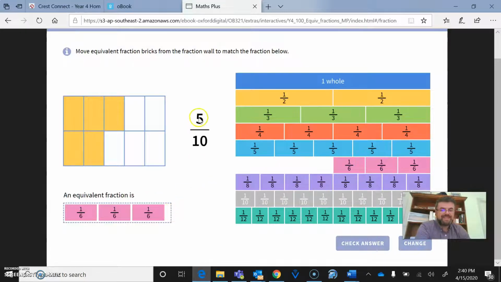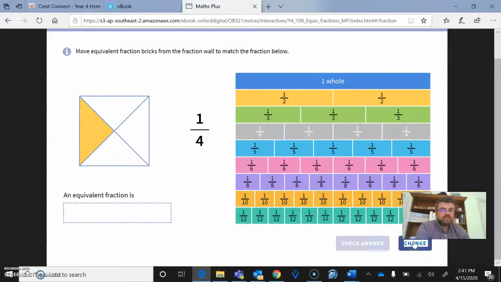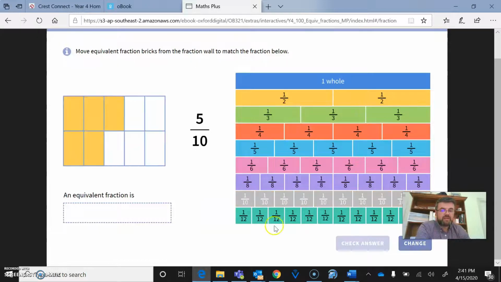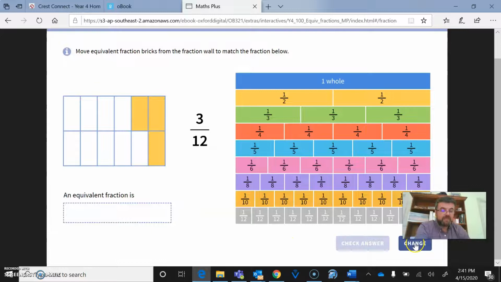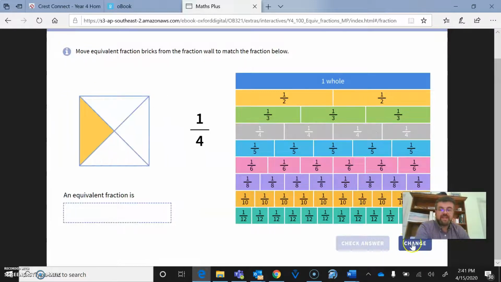3/6 is actually the same as 5/10. Yes, it is. I think there is one more there that we can go and have a go at. I think 6/12 is going to be an equivalent fraction to 5/10. 6/12 is equivalent to 5/10. Let's check the answer. Yes, it is. Brilliant. We've done 12s, we've done 10s.